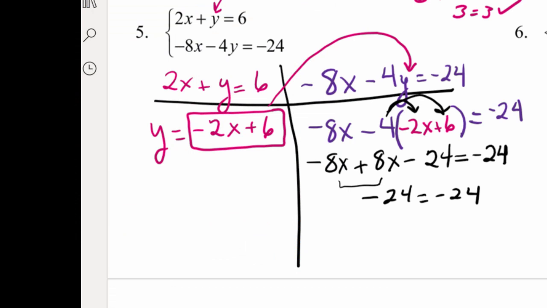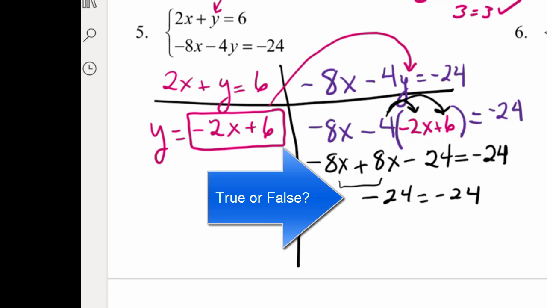We had one case where we had two parallel lines, so there was no solution. They never met. And then we have the second case where the two lines are the same line, represent the same graph, and then we have an infinite number of solutions. So how you know which case you have here is you're going to read this remaining statement. Negative 24 equals negative 24.